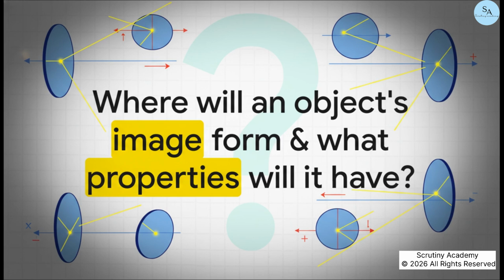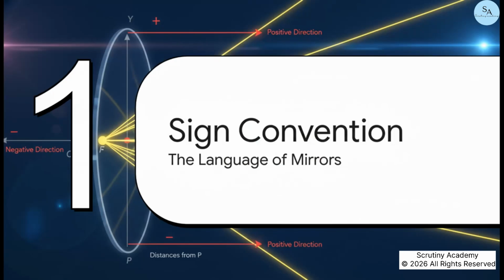So it really all comes down to one big question. If you put an object in front of a mirror, where is its image going to pop up? And how in the world do you figure out its sign? That is the core puzzle we're going to solve together today, step by step. Okay, let's get right into it.